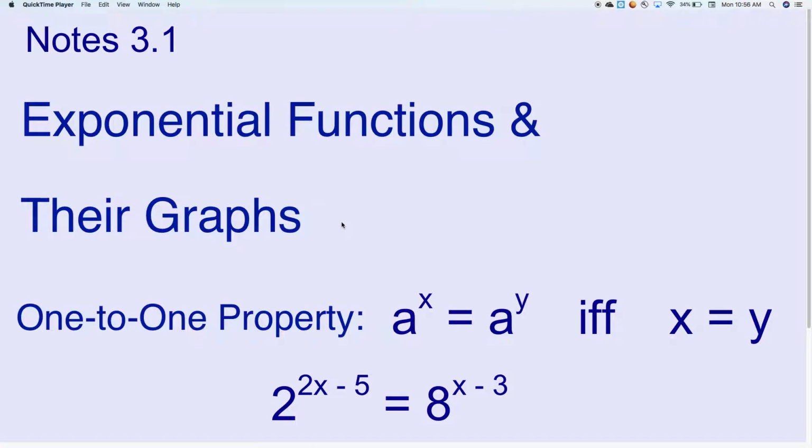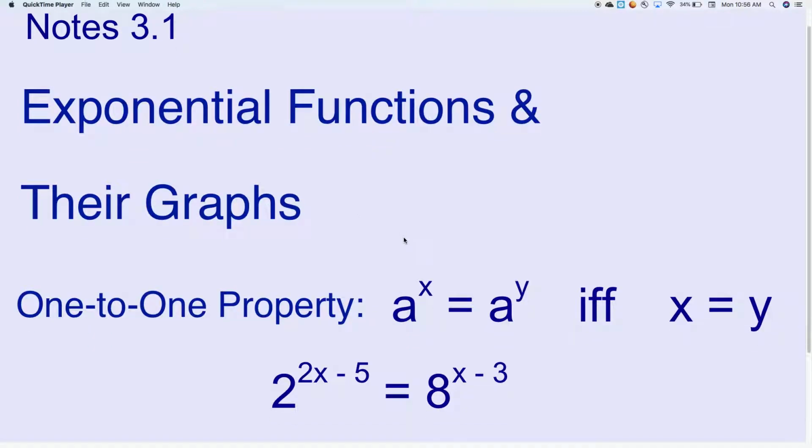In Algebra 2 or Algebra 3, we have some ideas about exponential and logarithmic functions. Today in Notes 3.1, we're going to be talking about exponential functions and their graphs. Tomorrow, we'll do 3.2, which is logarithmic functions and their graphs. So we're kind of focusing on our graphing here at the beginning of the chapter.